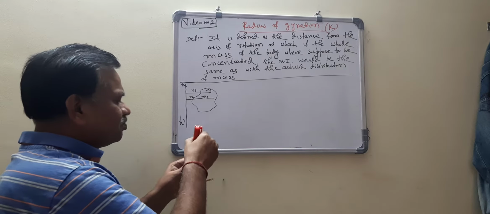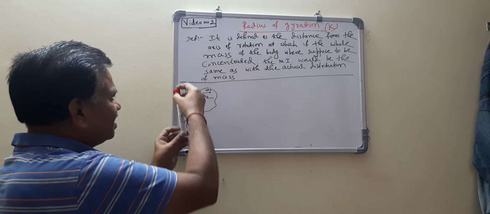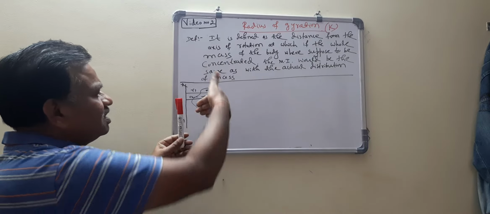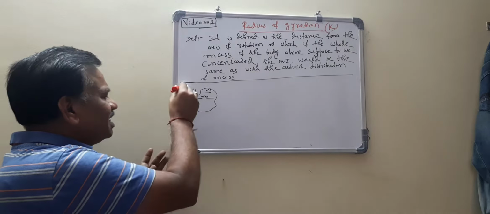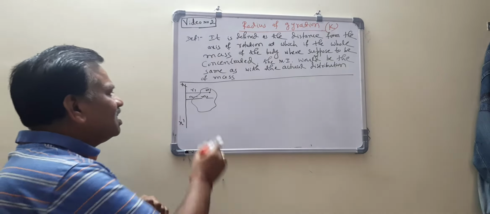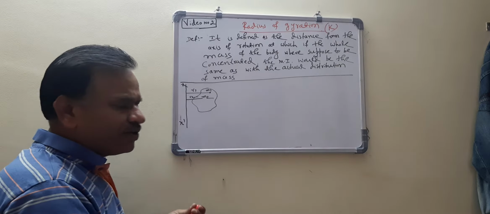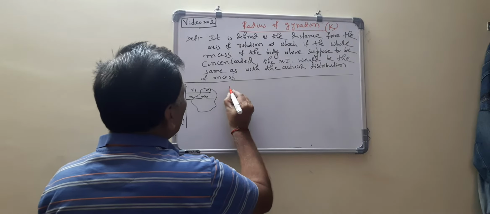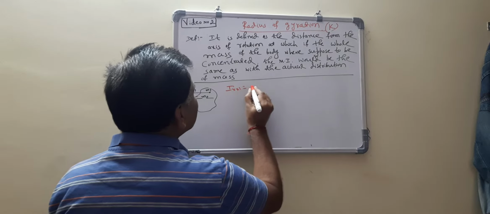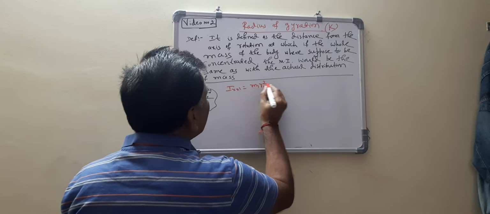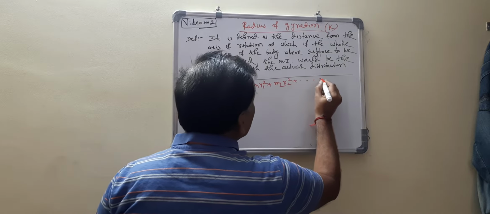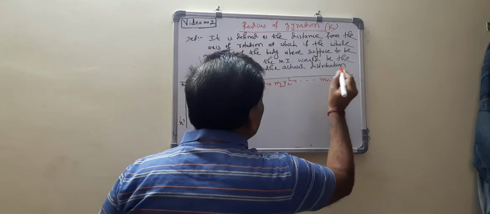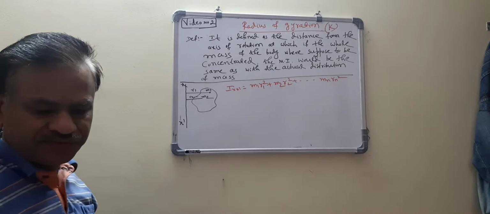And this body is rotating about this axis. About this axis it rotates. This x dash is the axis. The distances are R1, R2, and so on. You know that the moment of inertia about x dash equals m1 r1 square plus m2 r2 square, and so on, plus mn into Rn square. This is the equation.